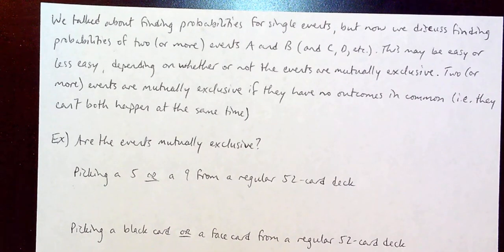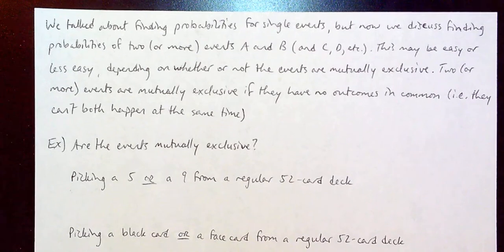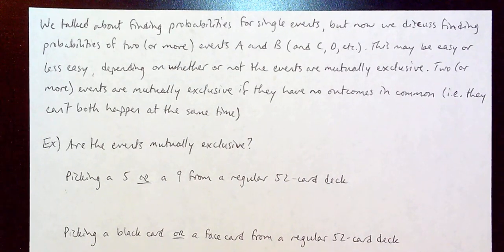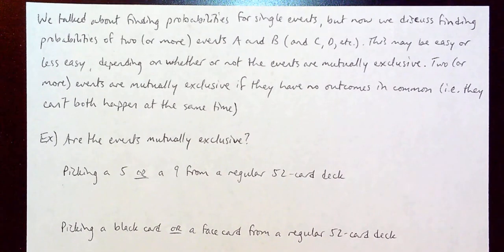So what does it mean for two events to be mutually exclusive? Two or more events. It can be 3 or 4 or 5, but for the most part, we're just going to focus on two. Two events are mutually exclusive if they have no outcomes in common. That is to say, they can't both happen at the same time. So just a little warm up here, just so we can identify whether or not two given events are mutually exclusive.